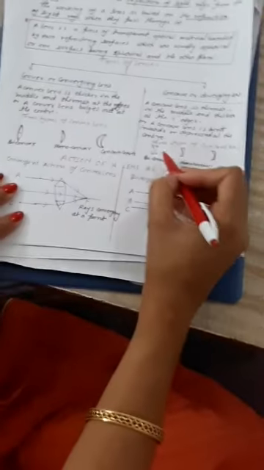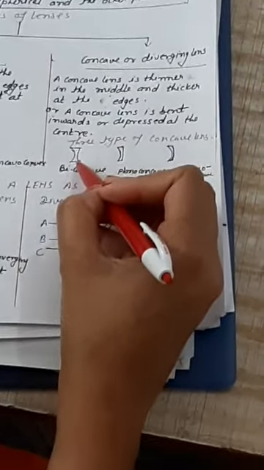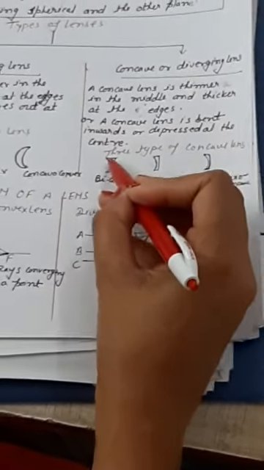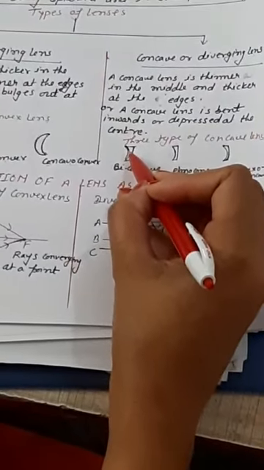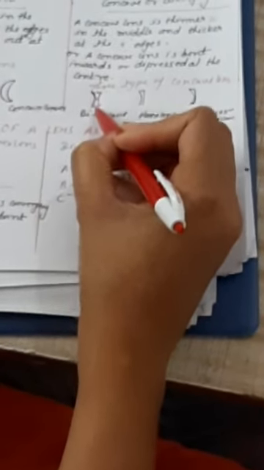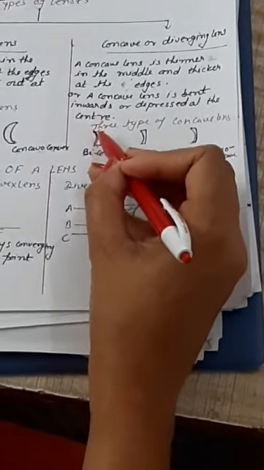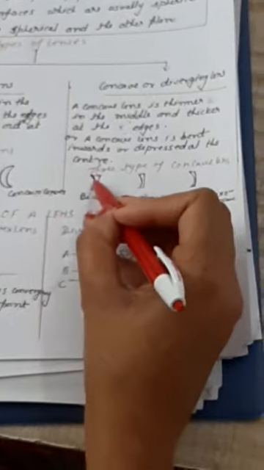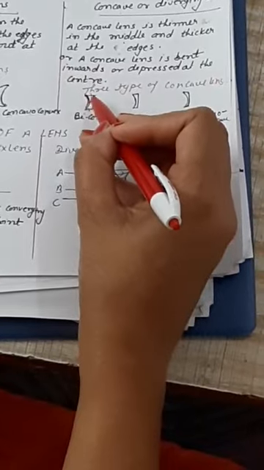In the same way we can define a concave lens. When you touch a concave lens, by feeling it we can say what a concave lens is. You will feel that in the middle it is thinner and at the edge it is thicker. So how can you define a concave lens? A concave lens is thinner in the middle and thicker at the edge. Or another way, a concave lens is bent inward or depressed at the center.